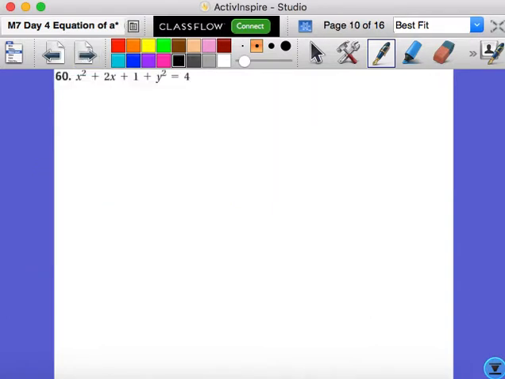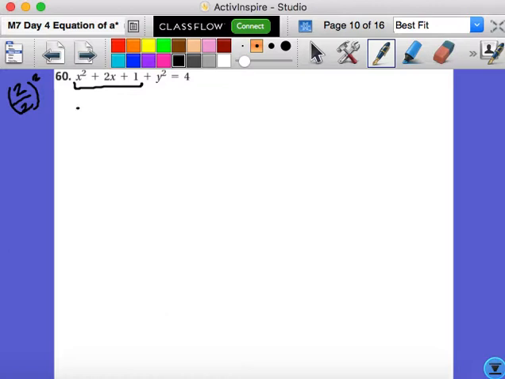Let's do one more together, and then we will move forward. So with this one, we've got that 1 that's already there. So I can either reject that 1, meaning I can subtract it to the other side, or I can verify, is that actually the number I need? So if I take half of 2 and square it, that is 1. So this is already ready and primed for me to factor it. It's already in that perfect square trinomial format.